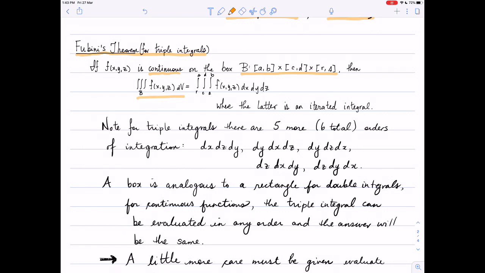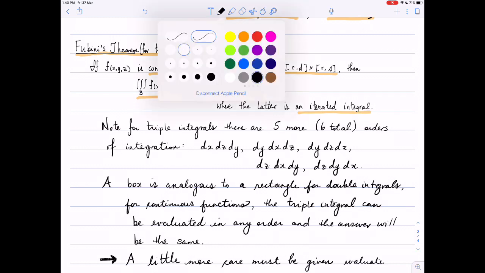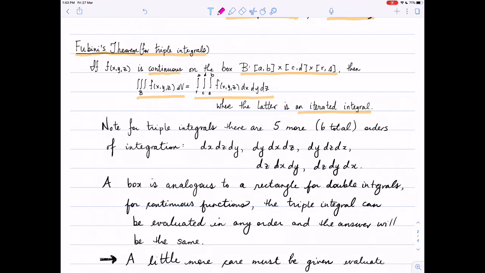is written as the integral from r to s, of the integral from c to d, of the integral from a to b, of f of x, y, z, dx, dy, dz, where the latter is an iterated integral. So the same thing as in double integrals, meaning an iterated integral, you start with the inner integral, right? Start with the inner integral.